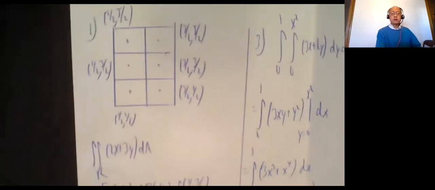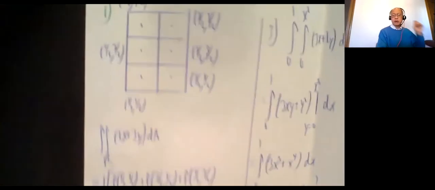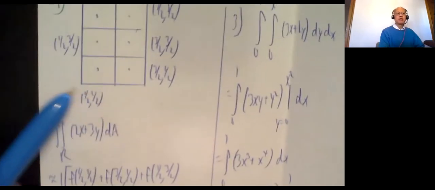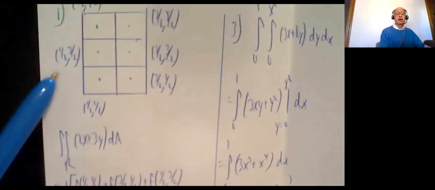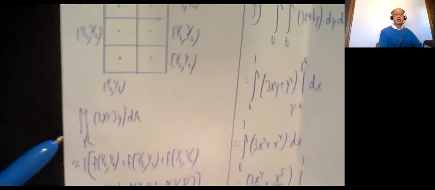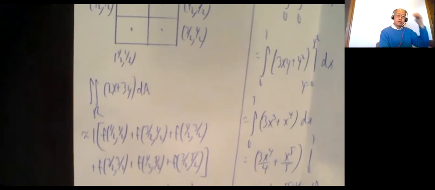Okay, 0 to 2 cross 0 to 3. X equals 1, y equals 1, y equals 2. So I got squares, and they want me to pick the midpoints. So the midpoints are 1/2, 1/2; 3/2, 1/2; 1/2, 3/2; 3/2, 3/2; 1/2, 5/2; 3/2, 5/2. So our approximation to the double integral of 2x plus 3y dA is 1, since areas are all 1, times the function values at all the midpoints.